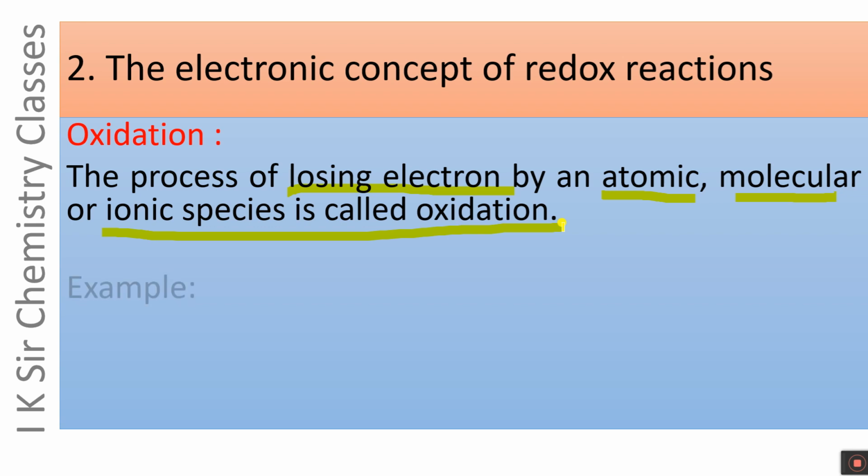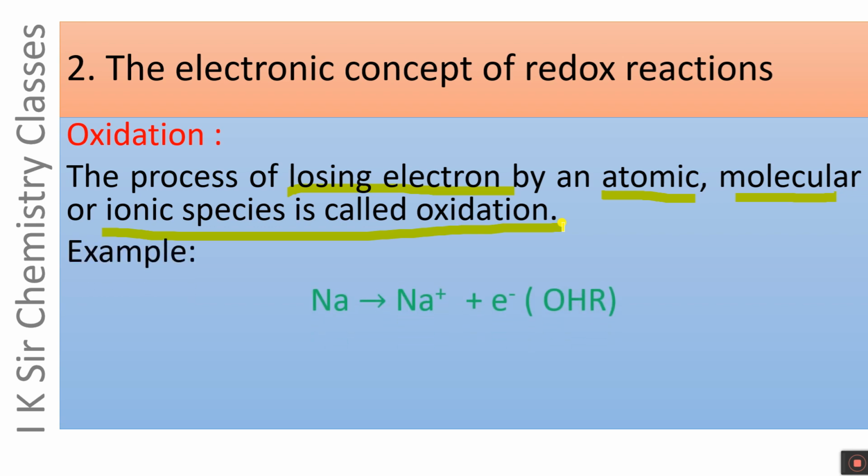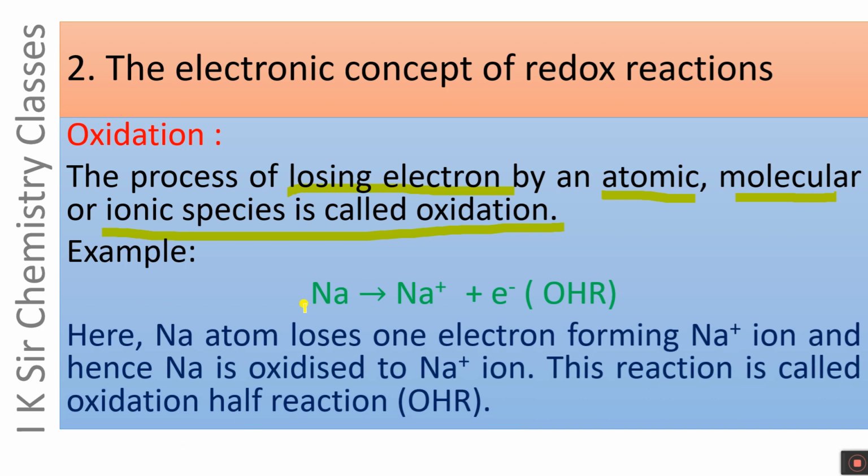Let us see an example. In this reaction, sodium atom loses one electron forming Na plus ion, and hence Na is oxidized to Na plus ion. This reaction is called oxidation half reaction and it is written in short form as OHR.